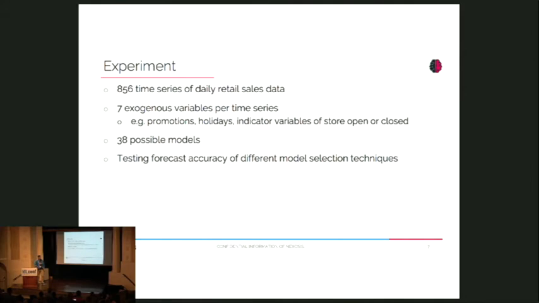And so what is this experiment I've been describing? It's an experiment where I took roughly 856 curated time series of daily retail sales data, where each time series had 7 variables exogenous to the target time series. And so these are variables like whether there was a promotion, what holidays were occurring, and other indicator variables of that nature.